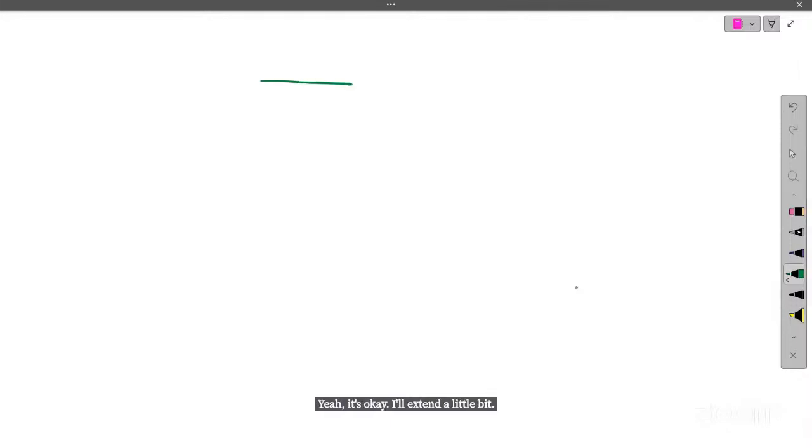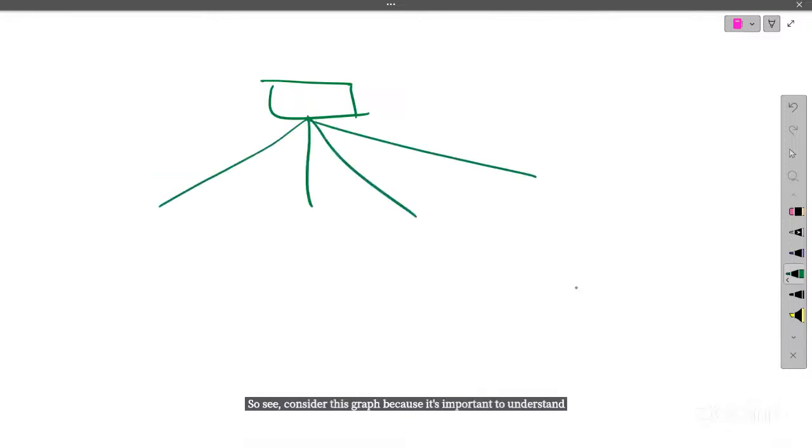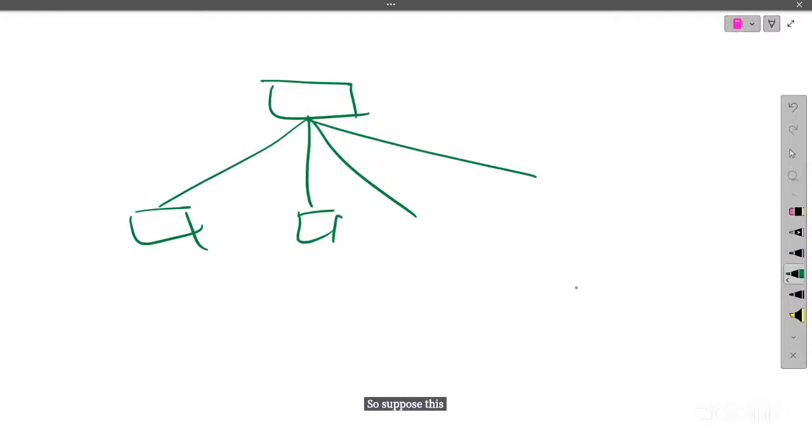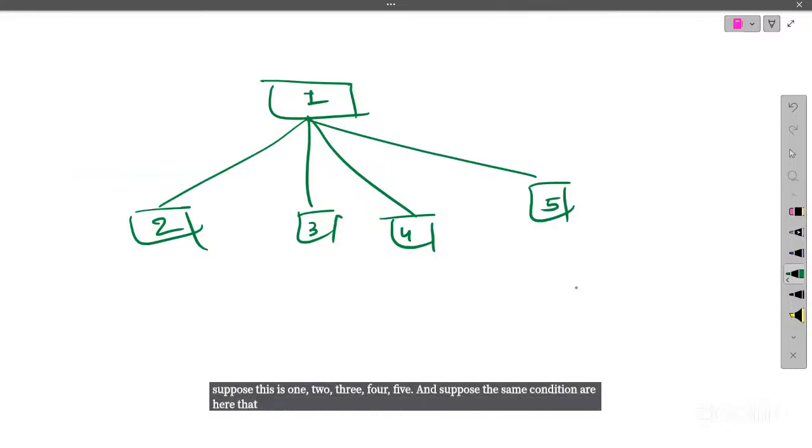So see, consider this graph because it's important to understand. You guys can do the questions, right? So suppose this is my graph. Here we have some vertices. Suppose this is 1, 2, 3, 4, 5. And suppose the same conditions are here, that the vertices are the subjects, and if there is an edge, then there is some clash of type. And we want to find out the minimum number of classrooms we need to run this program.